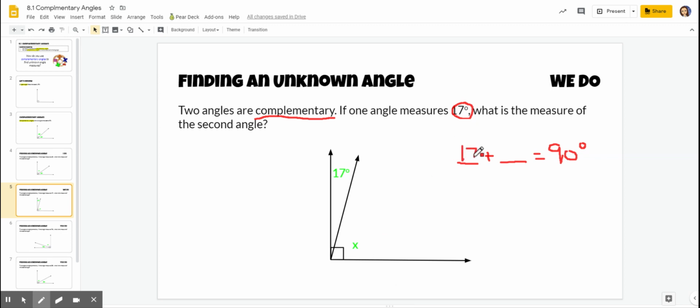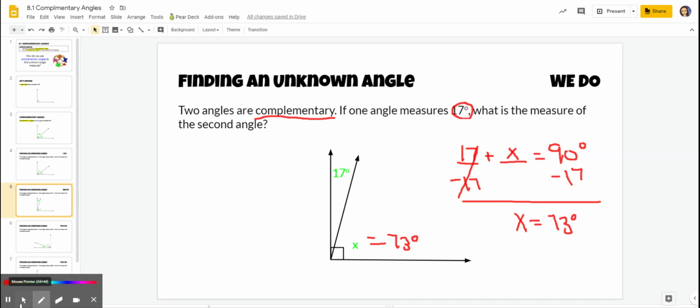So you probably started with 17 because we knew that one angle was 17. If we add to it x, that should give us a total of 90. We want to get x alone, so we're going to subtract 17 from both sides. 17's cancel. I'm left with x on the left side. And then I do 90 minus 17, which leaves me with 73 degrees. So my angle here measures 73 degrees.